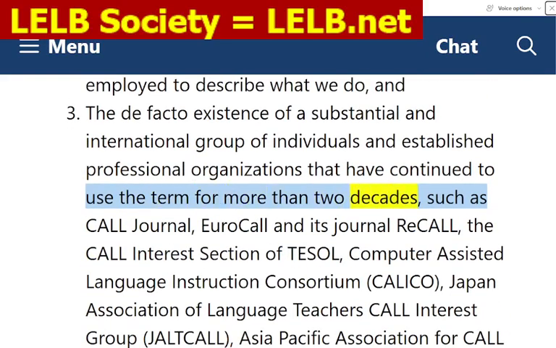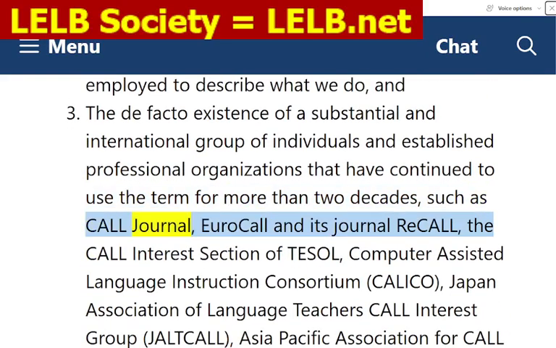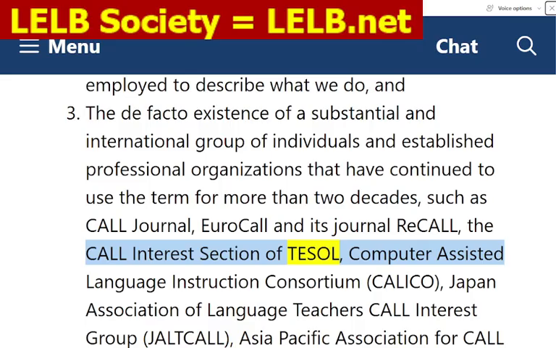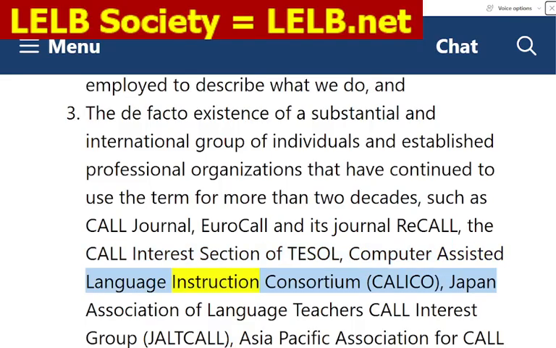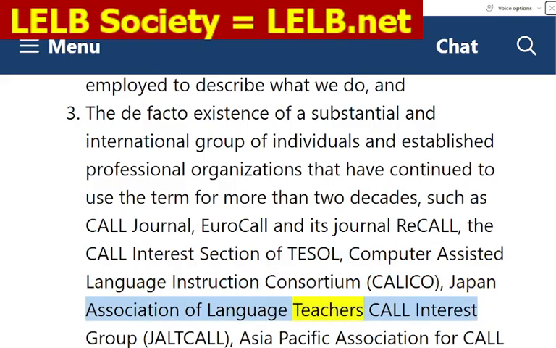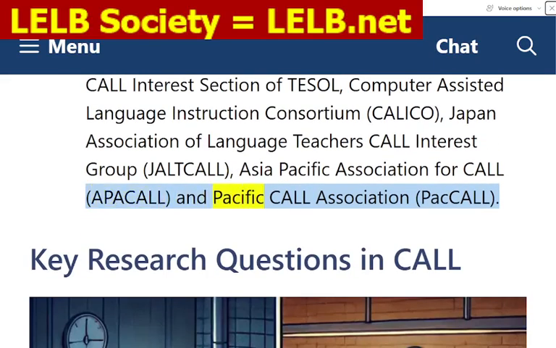for more than 2 decades, such as CALL Journal, Eurocall and its Journal ReCALL, the CALL Interest Section of TESOL, Computer Assisted Language Instruction Consortium, CALICO, Japan Association of Language Teachers CALL Interest Group, JALTCALL, Asia Pacific Association for CALL, APACALL, and Pacific CALL Association, PacCALL.